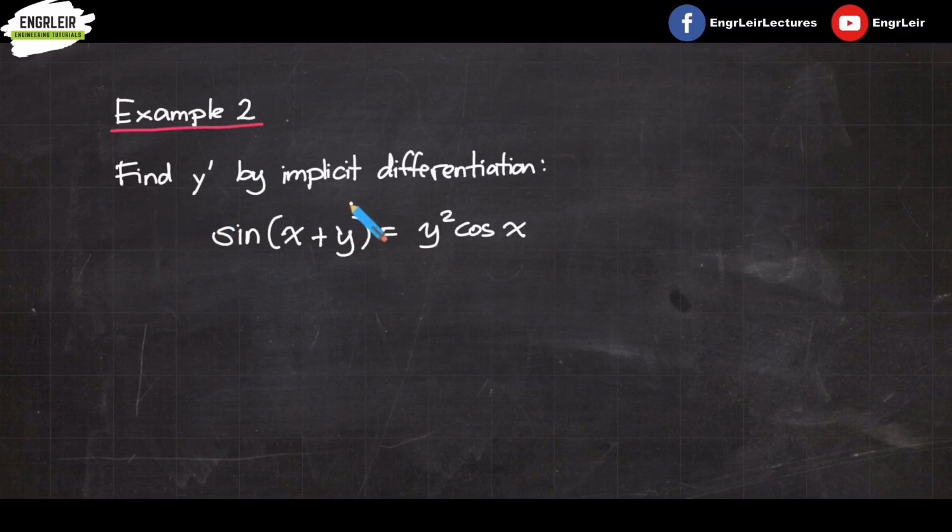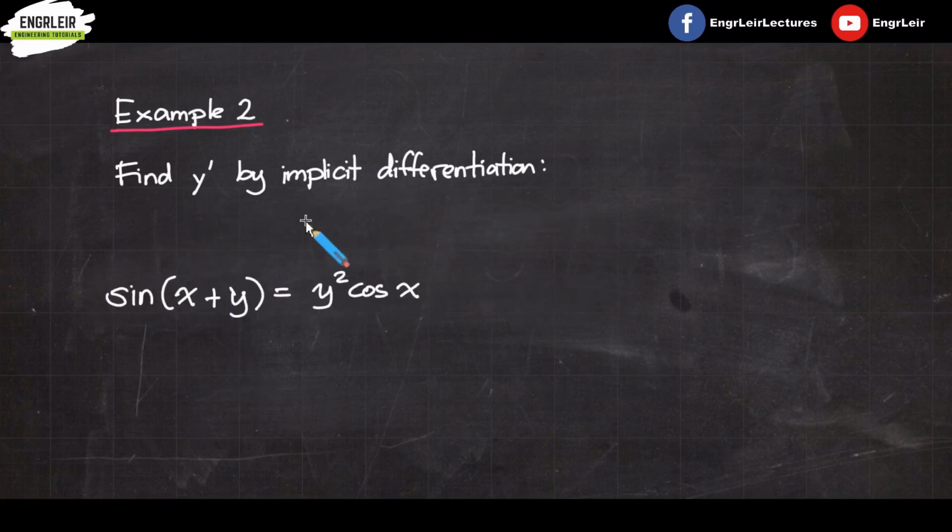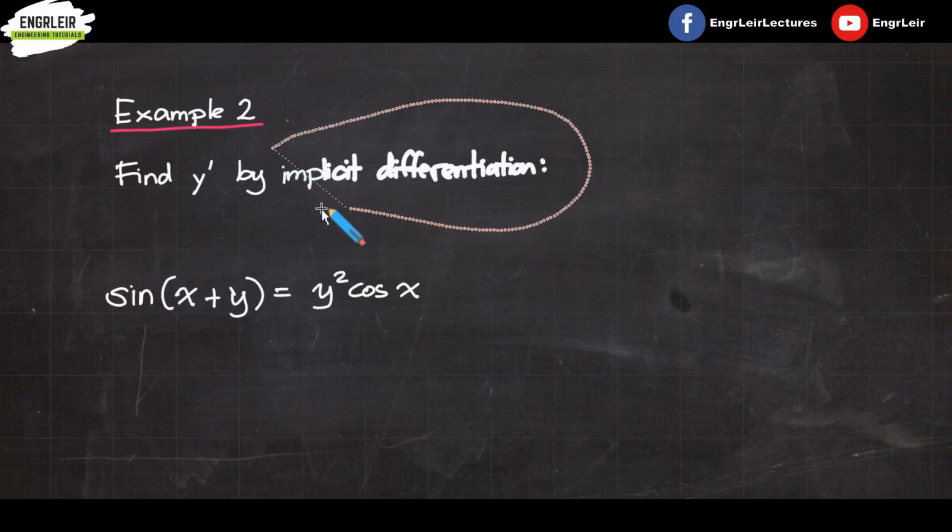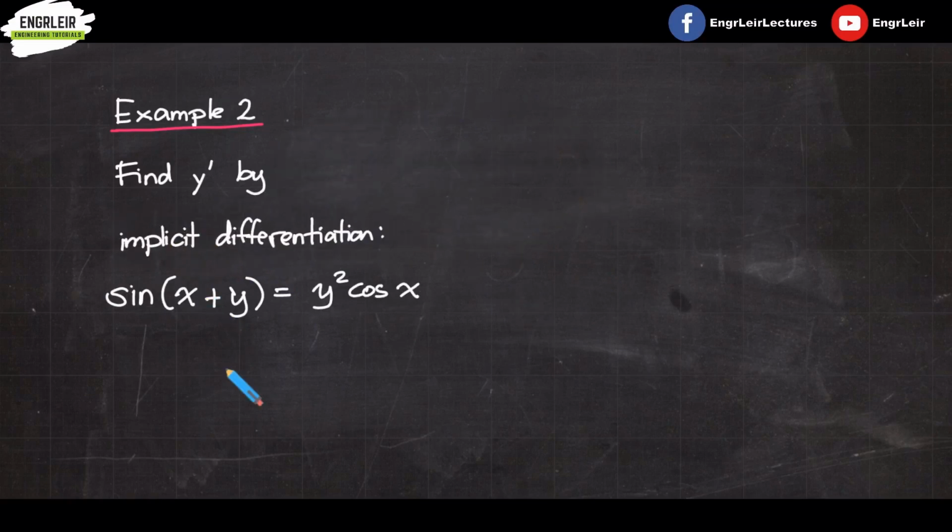Find y prime by implicit differentiation. We have sine of x plus y is equal to y squared cosine of x. So, let me move this function, this text, move natin para magka-space tayo sa gilid. Okay. So, first, if you look at this, di ba? Yung x and y ko is nasa loob ng trigonometric function. Tapos, magkasama rin yung y at x dito. Pwede ko bang paghiwalayin yung y? Sa unang tingin, maybe mahirap yun gawin. So, gagawin natin. Let's do some implicit differentiation.